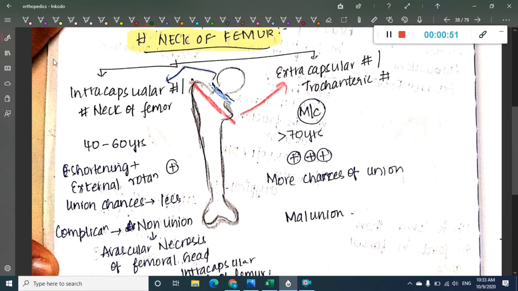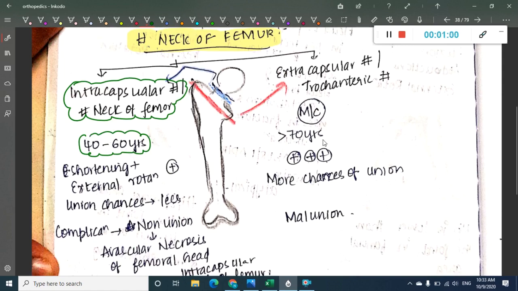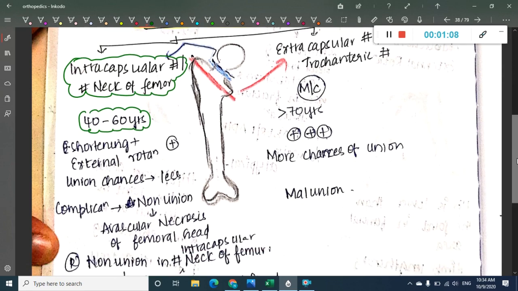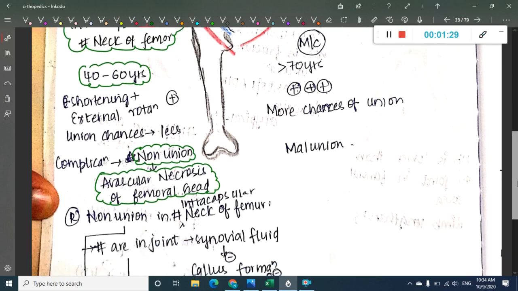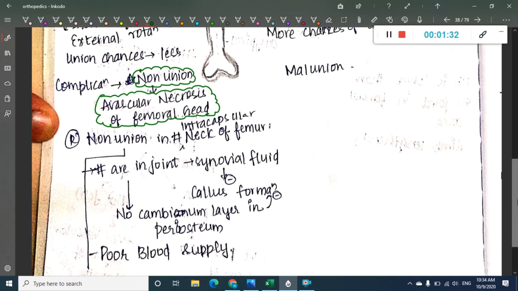In intracapsular fracture neck of femur, this is most common in the age group of 40 to 60 years. Here there is shortening and external rotation, and there are fewer chances of union. Most commonly the complication of this intracapsular fracture is non-union, and this non-union will lead to avascular necrosis of the femoral head.